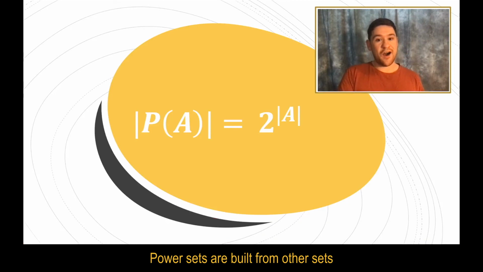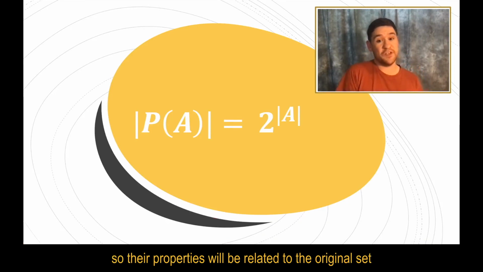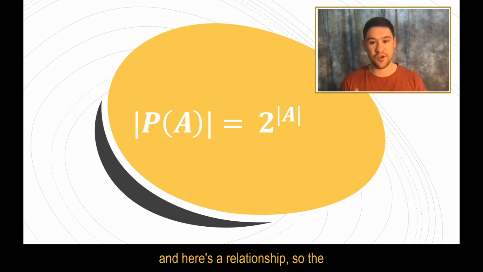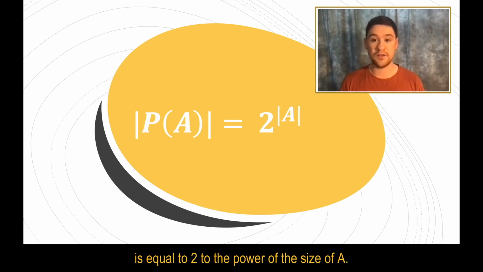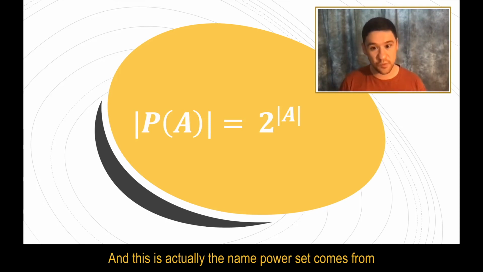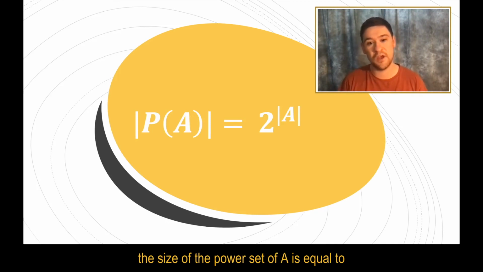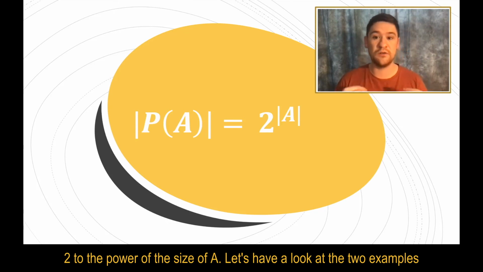Power sets are built from other sets, so their properties will be related to the original set. And here's a relationship. The size of the power set of A is equal to 2 to the power of the size of A. And this is actually where the name power set comes from. The size of the power set of A is equal to 2 to the power of the size of A.